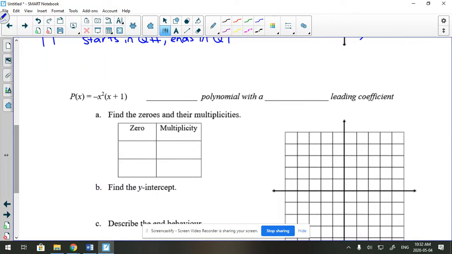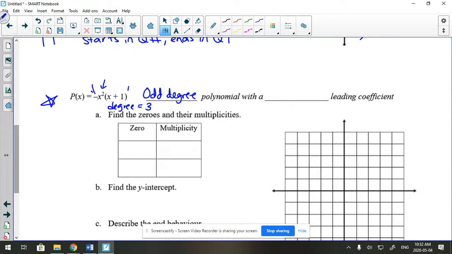Okay, let's do another one. So now we're doing this one here. This is 2. This is a 1 here. We just don't usually write it. So when I add those together, I can see my degree equals 3. So it's an odd degree polynomial.